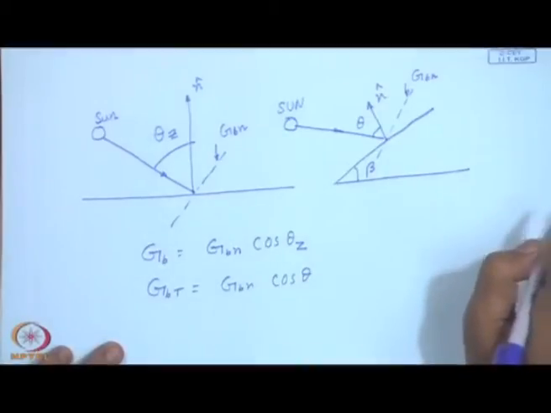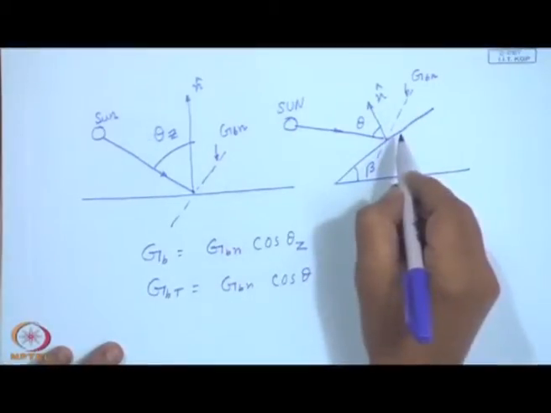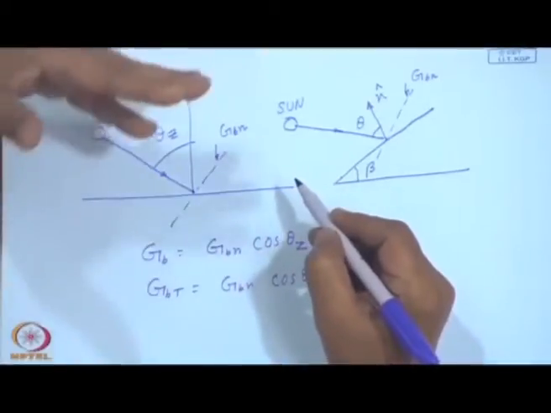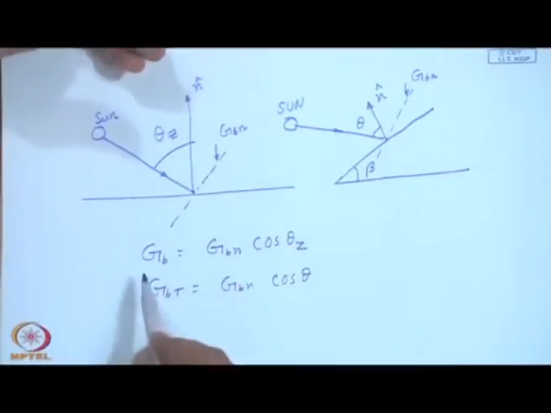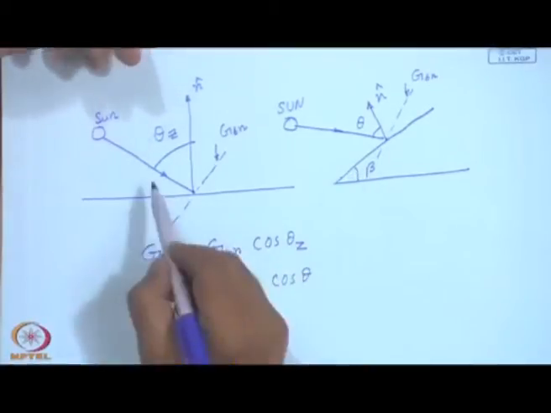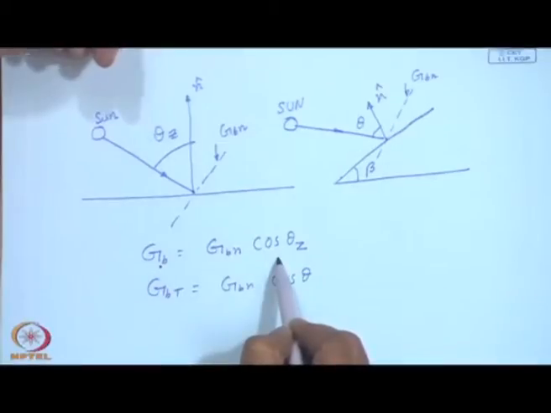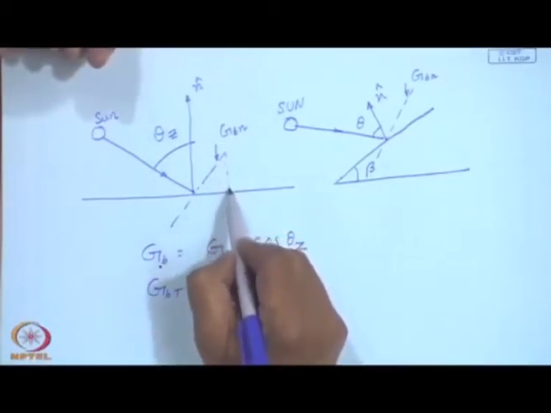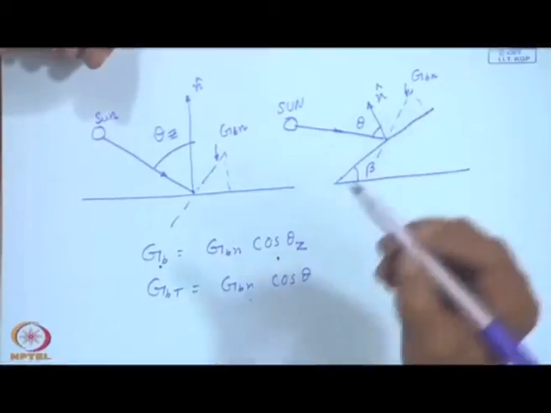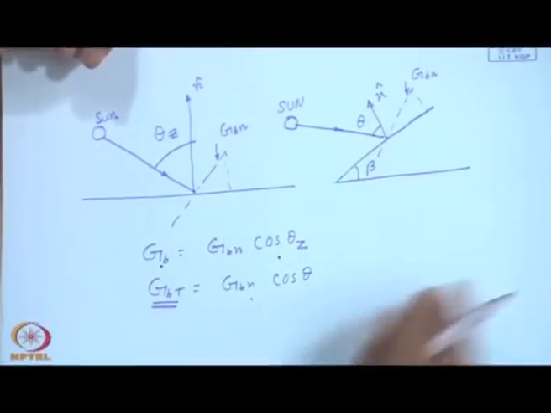The reason being, this is the plane normal to the sun's ray, whether there is a tilted surface or a horizontal surface is no consequence. So, the horizontal radiation G b will be either G b normal into cos theta z, here projection of this, or G b normal into cos theta, which will be G b t. Okay.